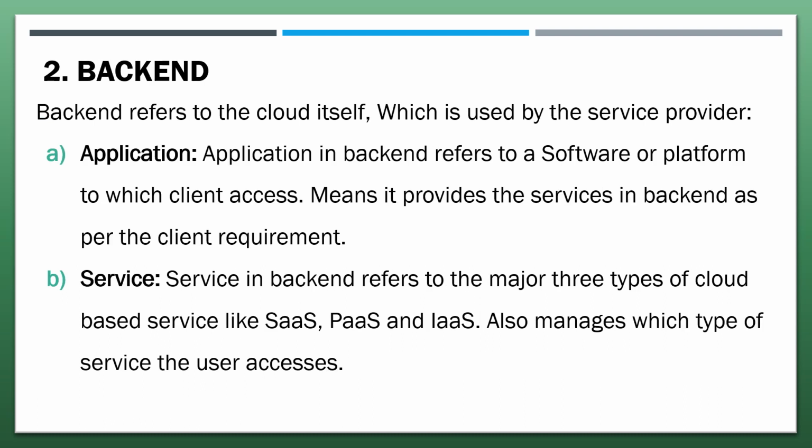Second, backend. Backend refers to the cloud itself, which is used by the service provider. A. Application. Application in the backend refers to a software or platform which the client accesses. It means it provides the services in the backend as per the client requirement. B. Service. Service in the backend refers to the major 3 types of cloud-based services like SaaS, PaaS and IaaS. It also manages which type of service the user accesses.